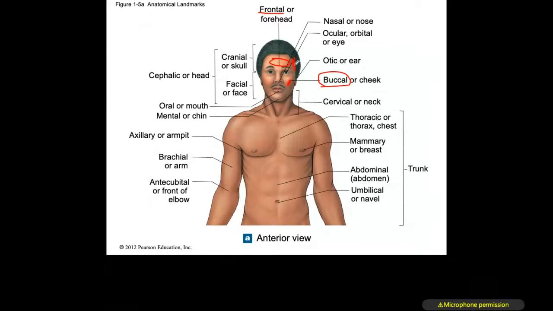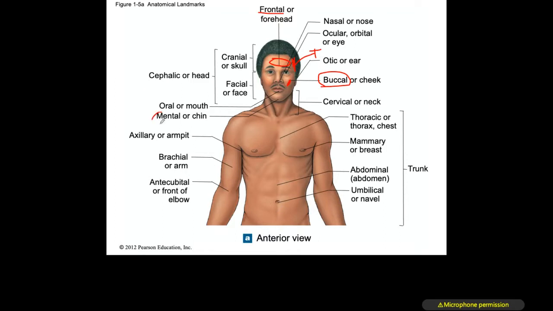Okay? You're going to hear of a bone called the frontal bone. So that's important to know that this area is called the frontal. You're going to hear of a muscle called the frontalis. You're going to hear of a muscle called the temporalis. So here, this area is called the temporal region. I'll put a T there for temporal.